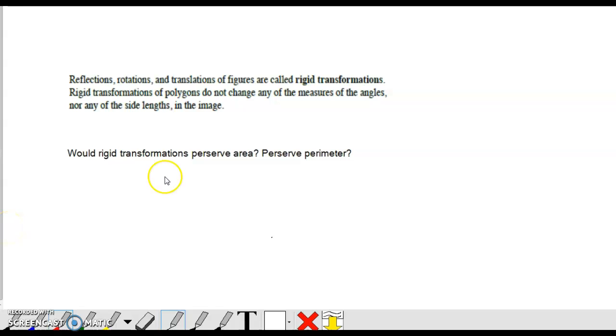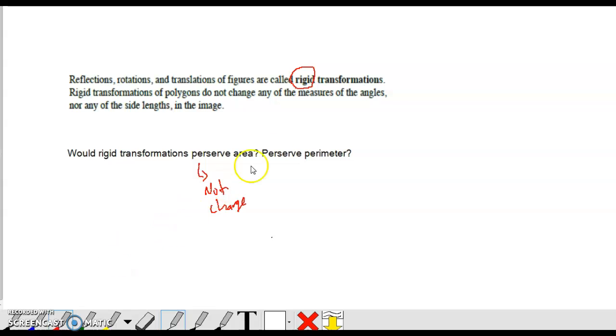All of these reflections, rotations, and translations of figures are called rigid transformations, right? The keyword is rigid. Rigid transformations do not change any of the measures of the angles or side lengths in this image, which means, do you think it's going to preserve, meaning not change, the area? Do you think it's also going to preserve the perimeter? I want you to think about that as we continue on, okay?